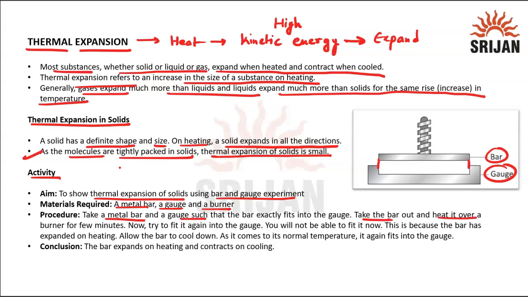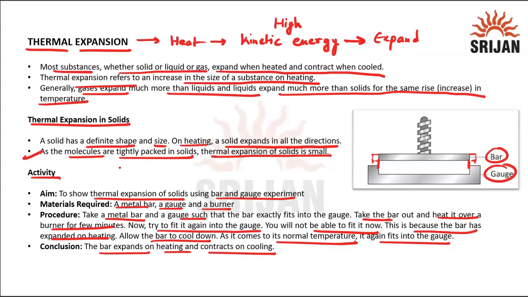Now take the bar out and heat it over a burner for a few minutes, and try to fit it into the gauge. You might not be able to fit it. Why? Because it will expand in all directions, so now it won't fit properly because its size has expanded. The bar has expanded on heating. Allow the bar to cool down, and as it comes to its normal temperature, it again fits into the gauge, because it contracts and comes to its original size. Your conclusion will be that the bar expands on heating and contracts on cooling. So through this activity we can actually prove that.